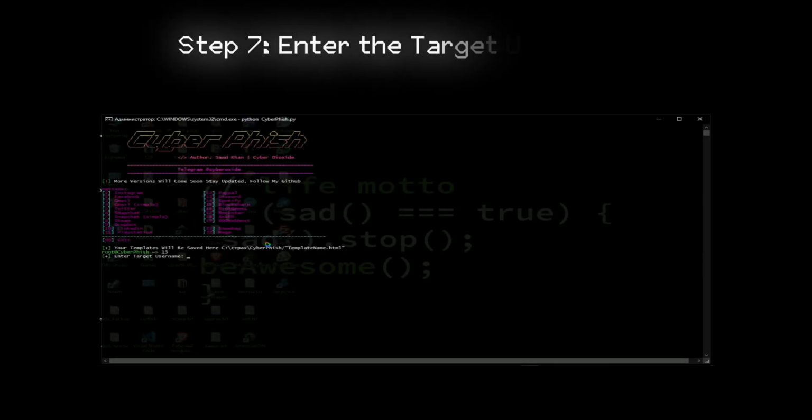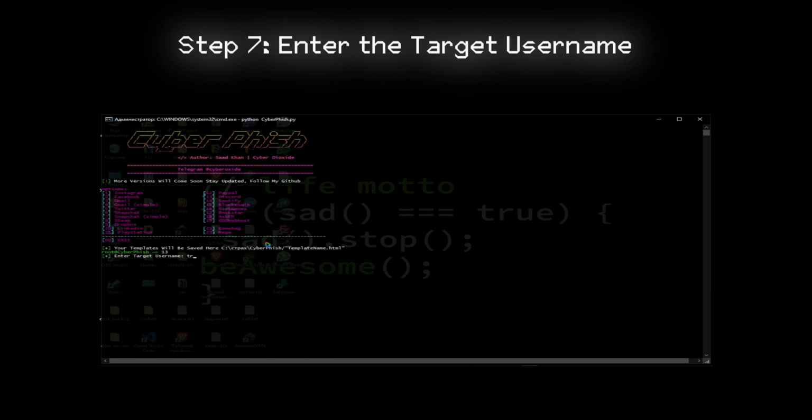Step 7. Enter the target username. Now, CyberPhish will ask for the target username. This is the username of the person you want to send the phishing link to. For demonstration purposes, I'll enter a placeholder username.